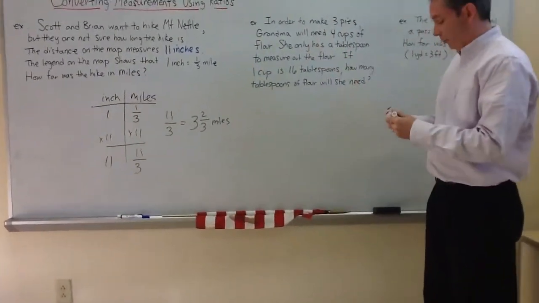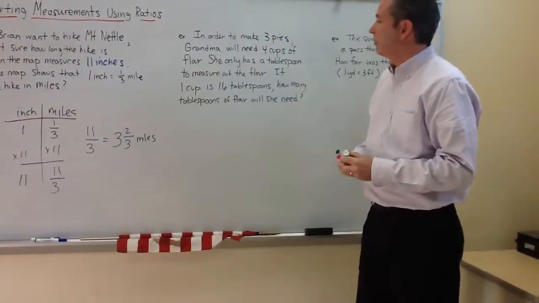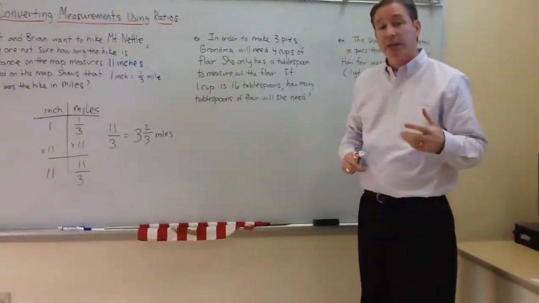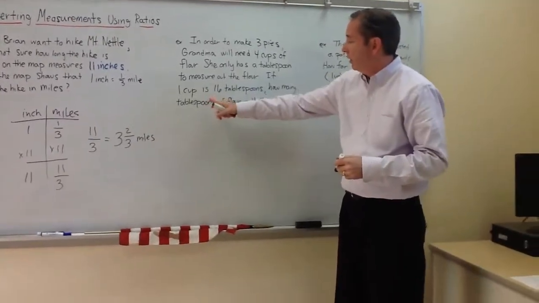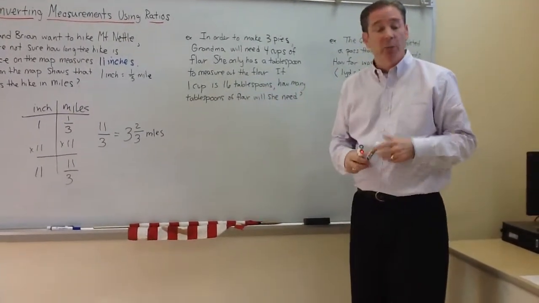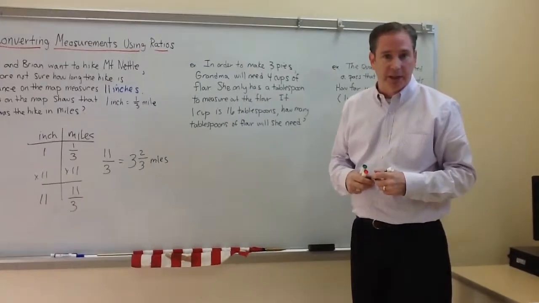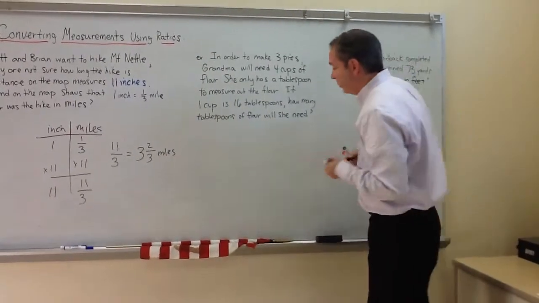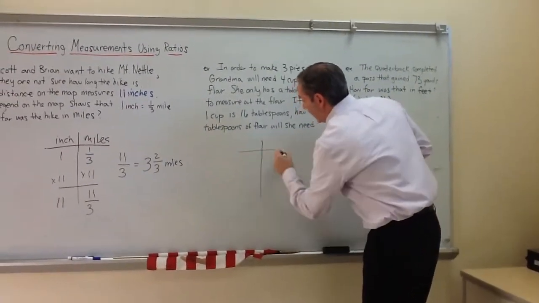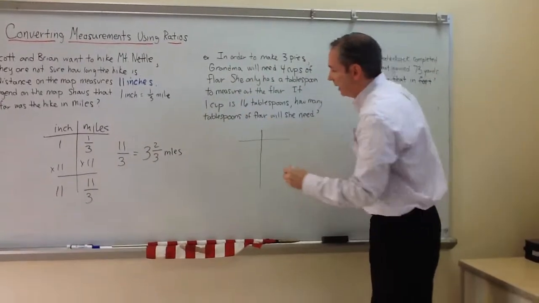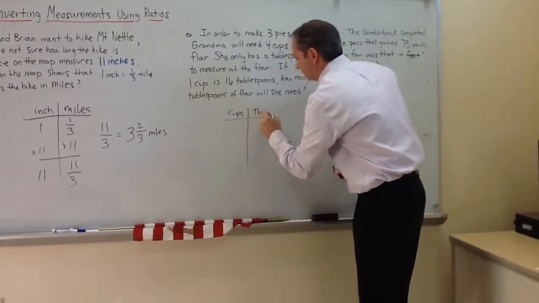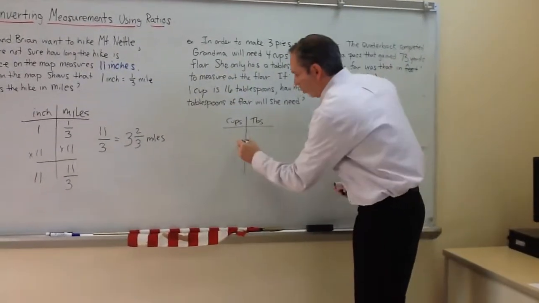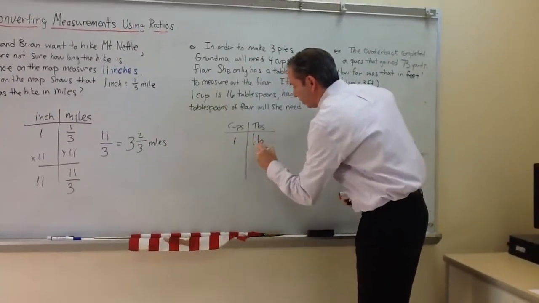In order to bake 3 pies, Grandma will need 4 cups of flour, but she only has a tablespoon to measure out the flour. If 1 cup is 16 tablespoons, how many tablespoons of flour is she going to need? Okay, again, we can build a table for this. And our conversion factor will be cups to tablespoons. Okay? And we know that 1 cup is 16 tablespoons.